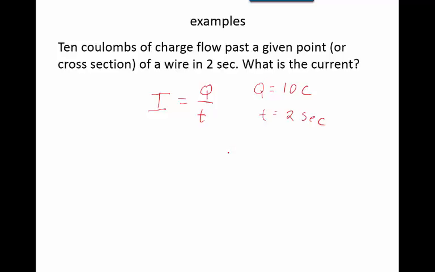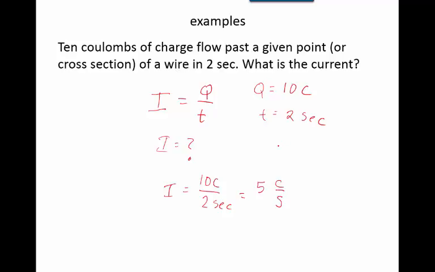Maybe I write down other things. Maybe I'll use it, maybe I don't. But I have a relationship. I want to know what I is, and so not too bad. I equals 10 coulombs divided by 2 seconds, which equals 5 coulombs per second.